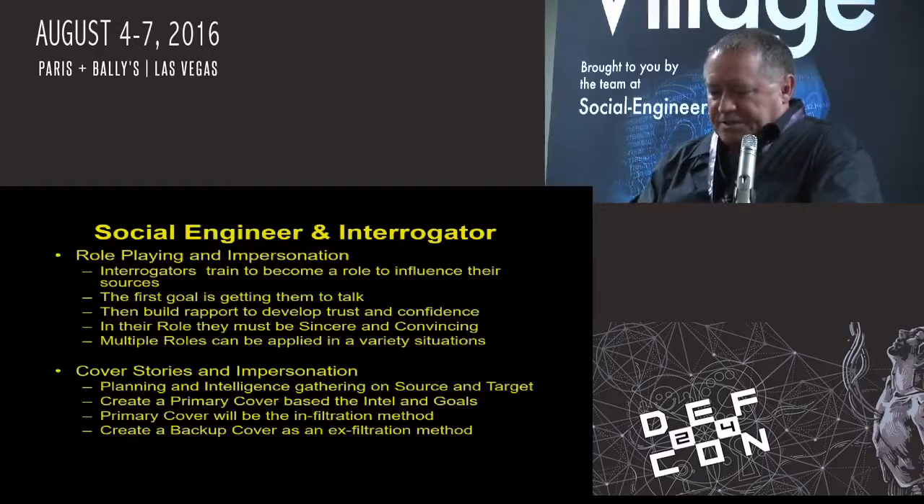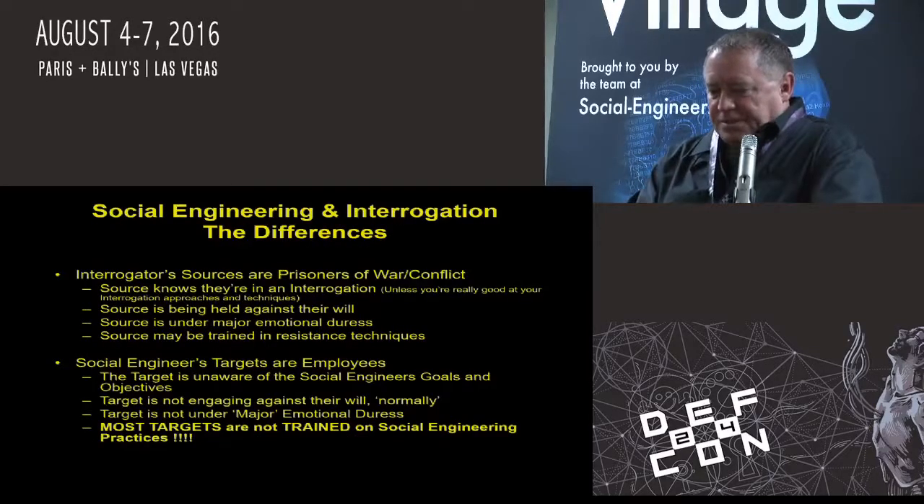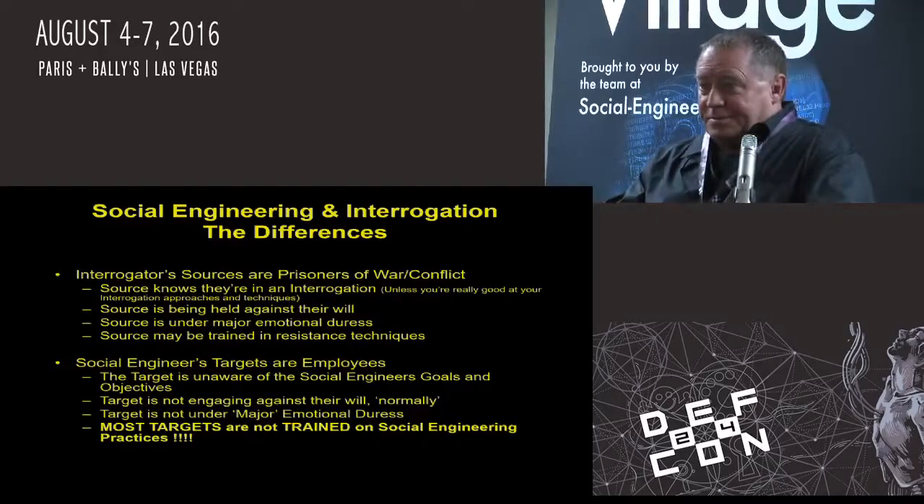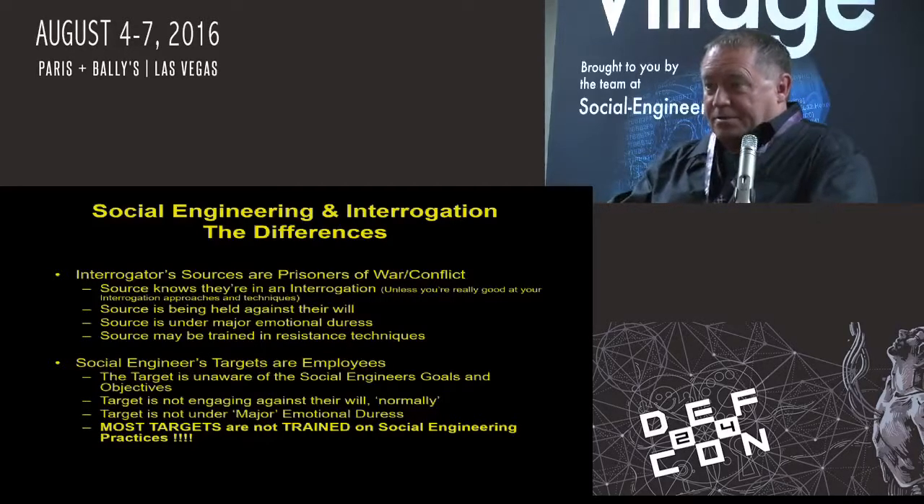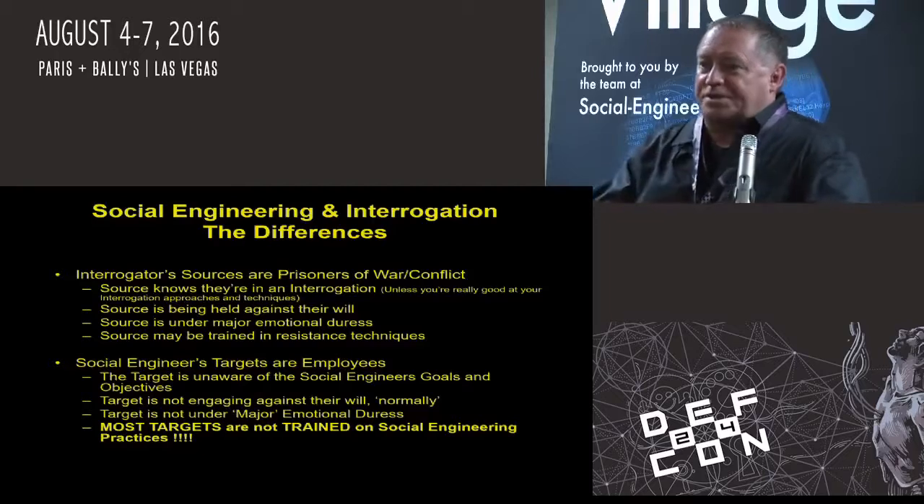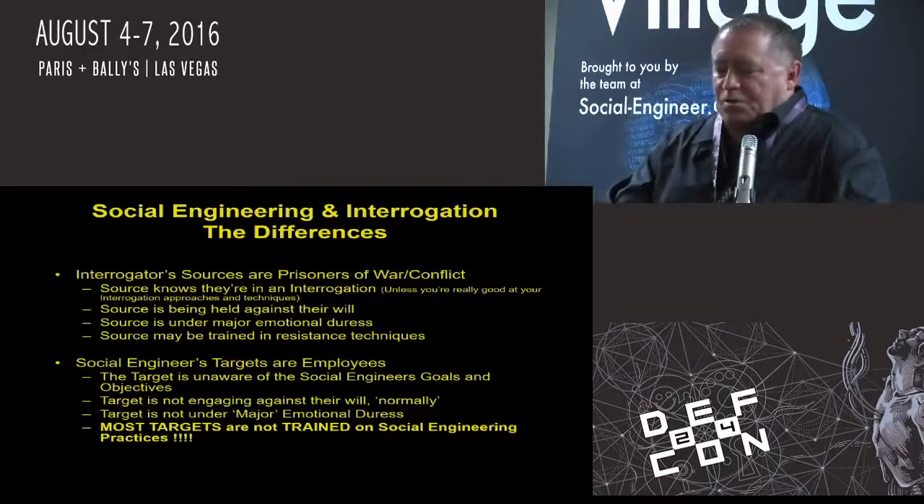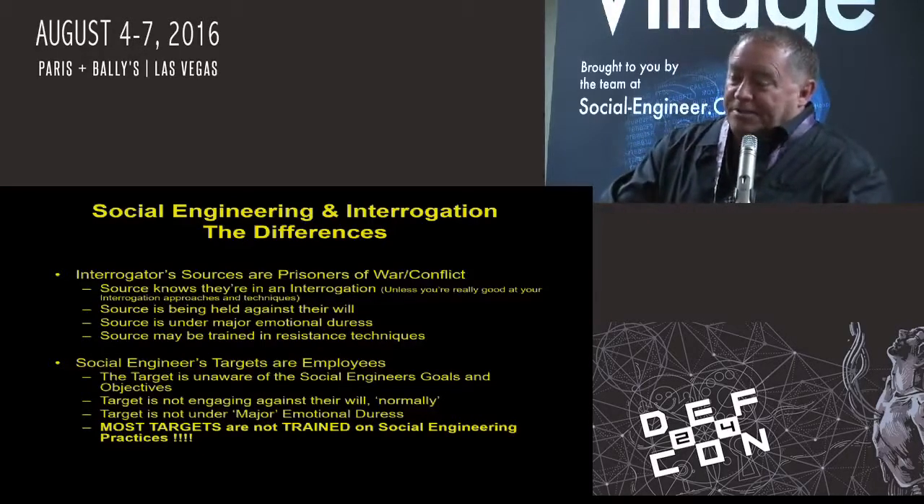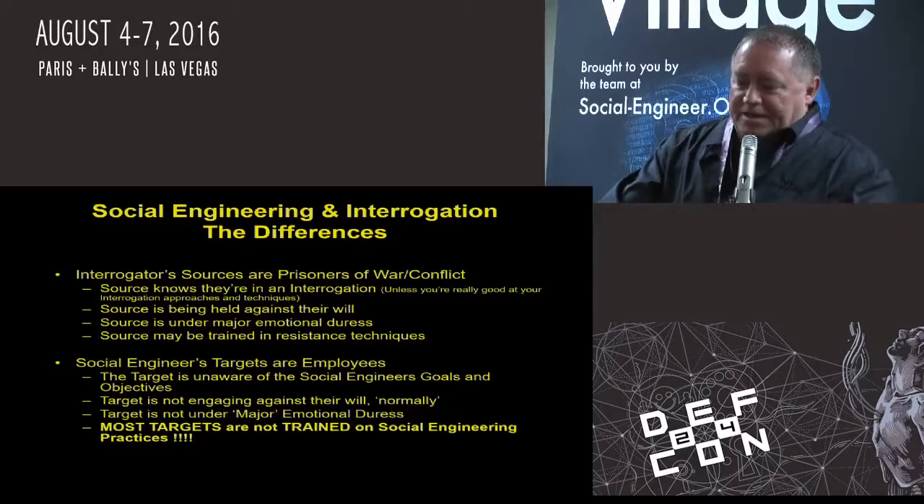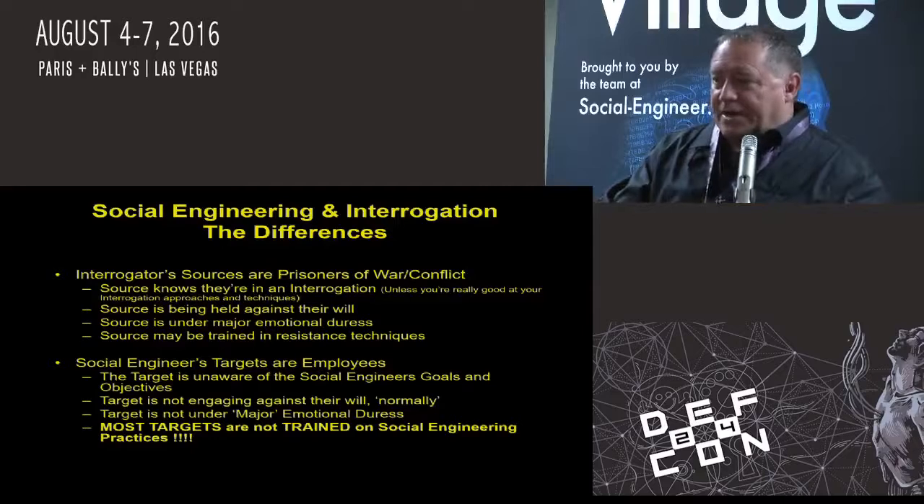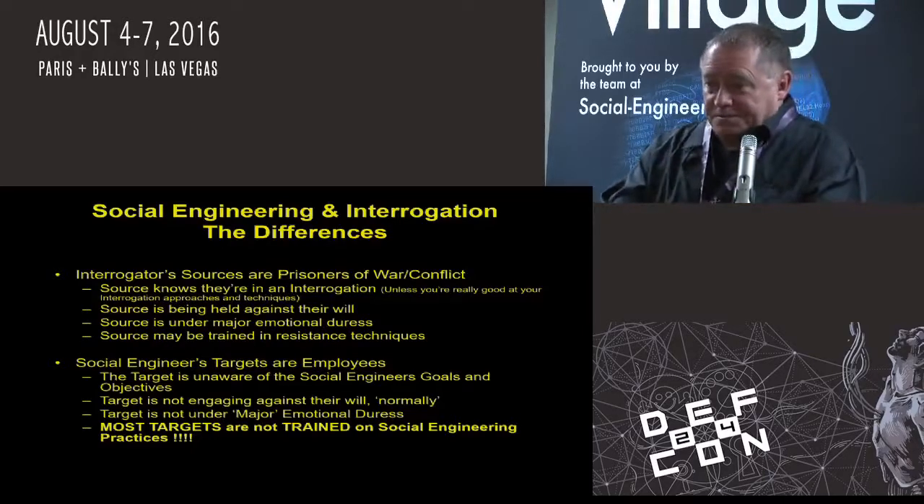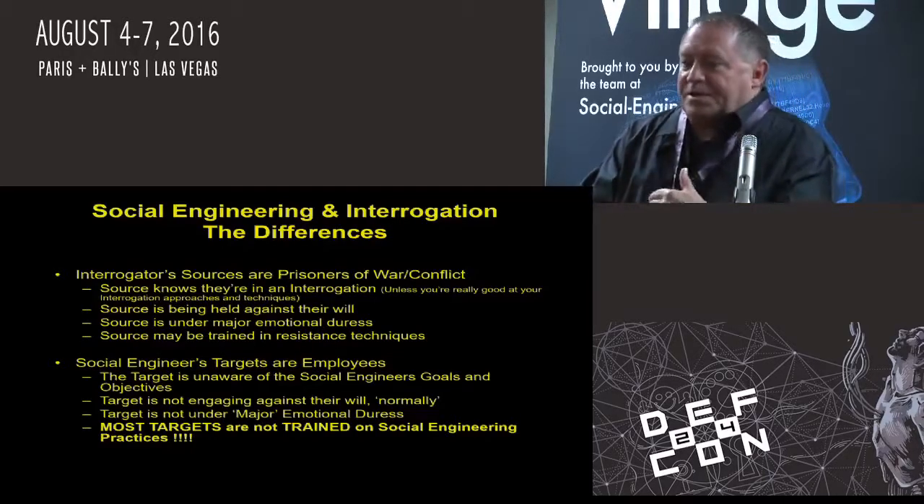We've covered this. There are some differences, of course. The target for a social engineer isn't in a POW compound and isn't being forced to give information. So they're not held against their will. They're not under major emotional duress. And the source actually may have training on resistance techniques. So it's a little bit different.